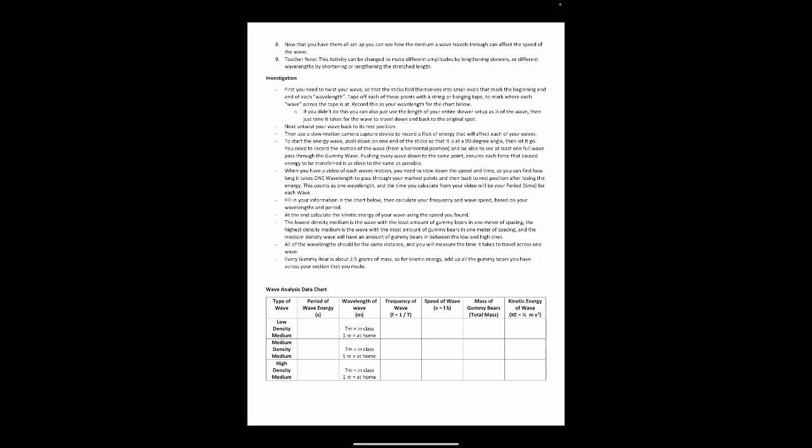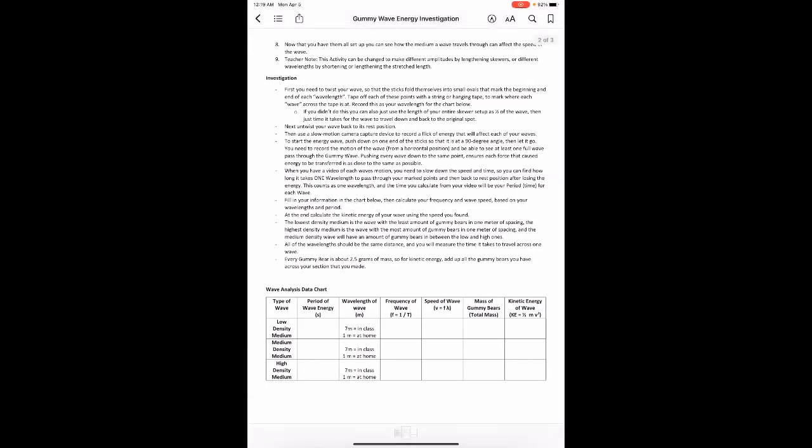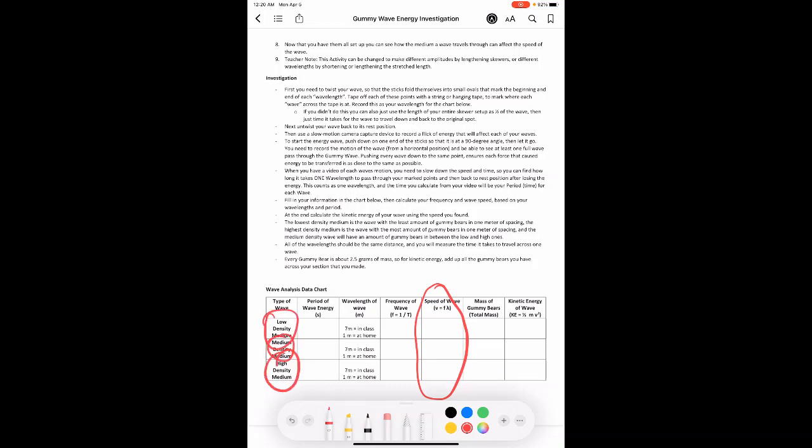You're going to look at which one traveled the fastest for the speed of the wave. Based on your calculations, you'll figure out which one traveled the fastest. And in relation to particle density, you're going to have to look at the low, medium, or high density in relation to that medium, and which one traveled the fastest and why.